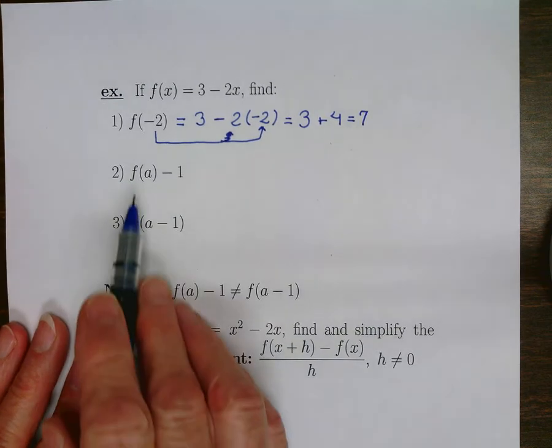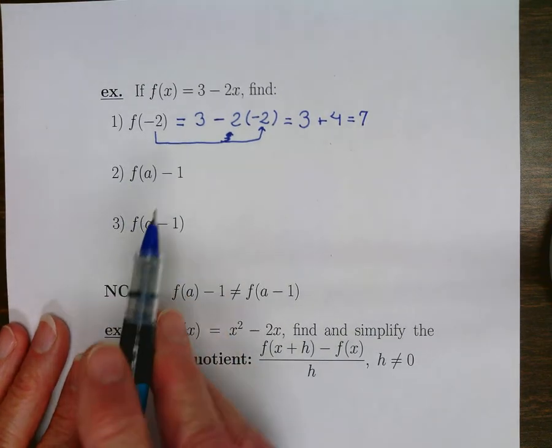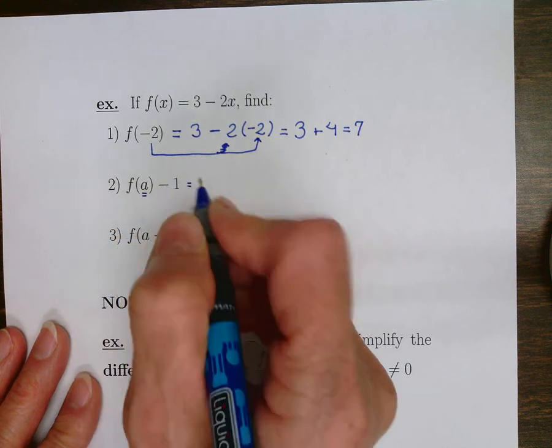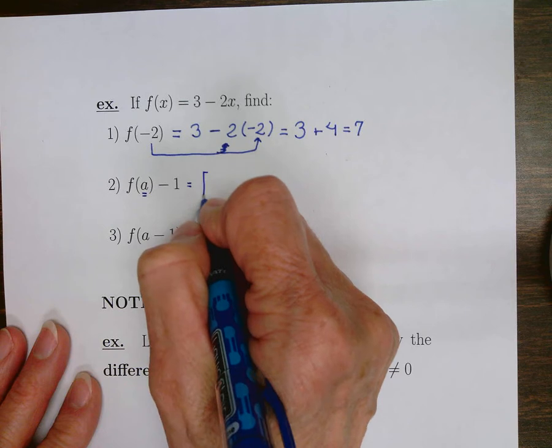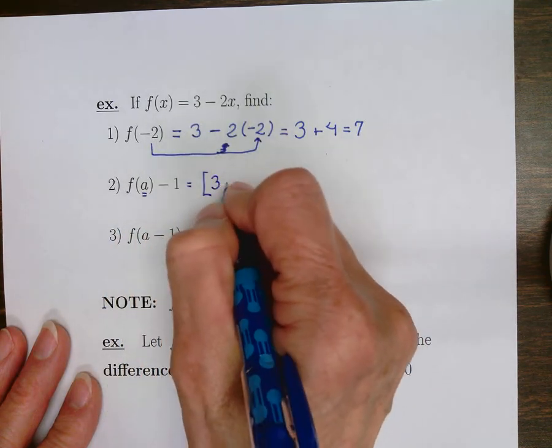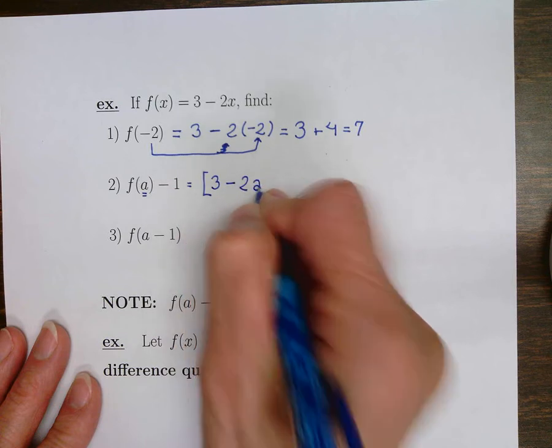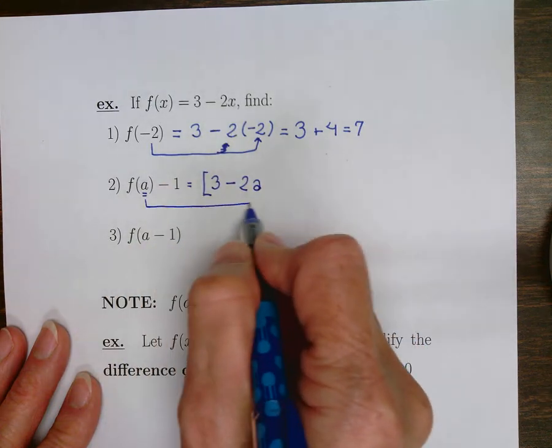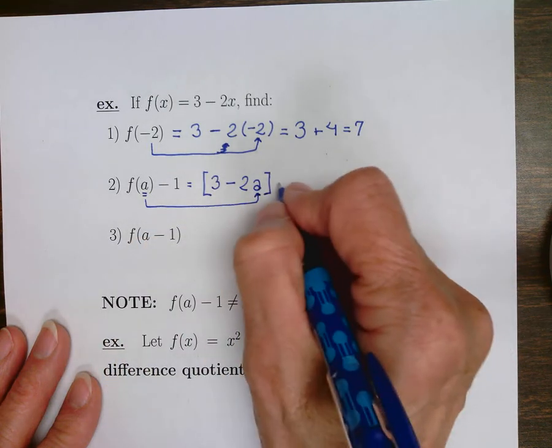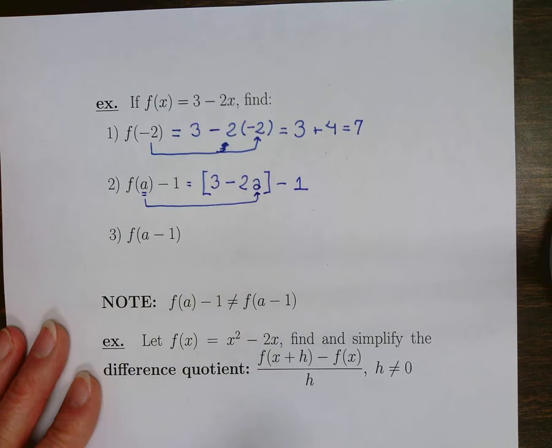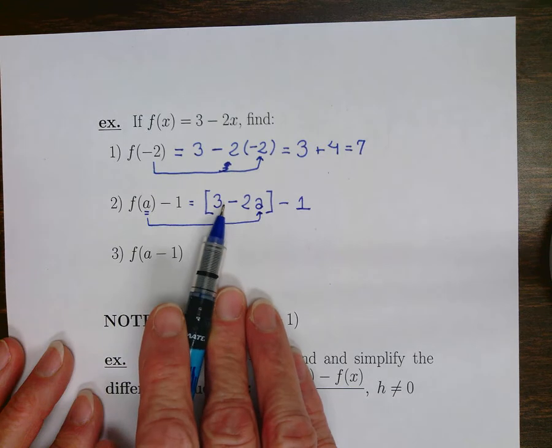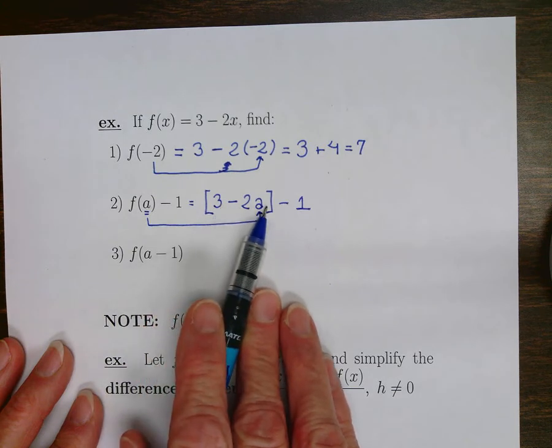Okay, now notice 2 and 3. In 2, the argument is a. So f of a minus 1 says, take our original function with argument a. So I replace x in my function with the argument. And then I have a minus 1 off to the side. Okay, so f of x is 3 minus 2x, so f of a is 3 minus 2a.